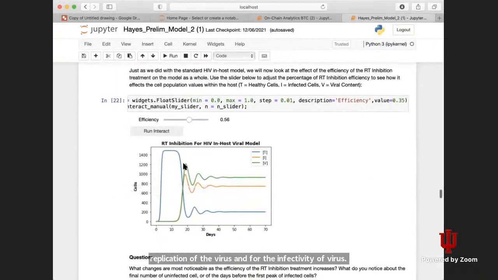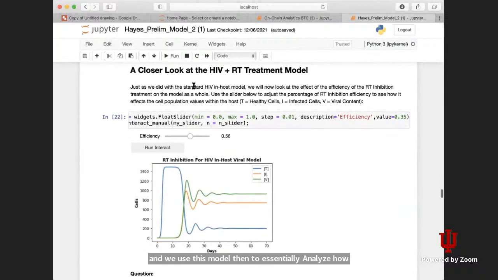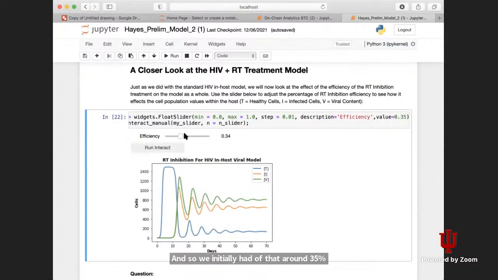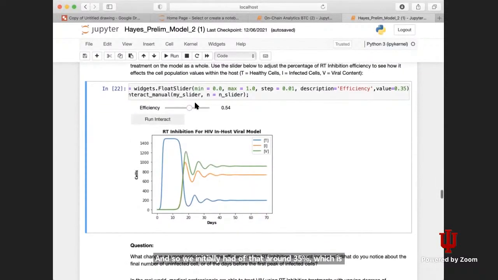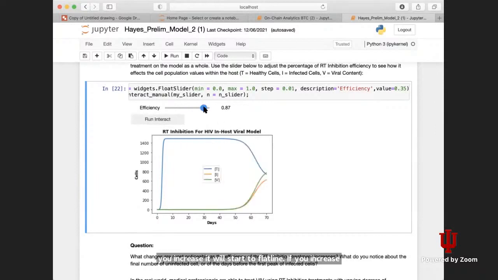And we use this model then to essentially analyze how we can change the value for the efficiency of the RT treatment. We initially had it at around 35%, which is what this model would look like. But as you can see, if you increase it, it will start to flatline. If you increase it far too much, the infected populations take very long to start up. And if you increase them enough, they will go away entirely.